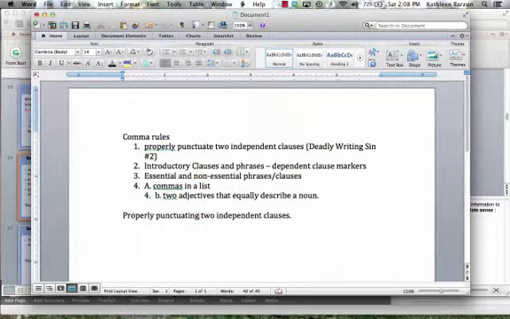So if we look at the description, properly punctuate, that's not even a word there, is it? Properly punctuating two independent clauses. What we need to understand is what an independent clause is. And the word independent gives it away. An independent clause is a sentence.